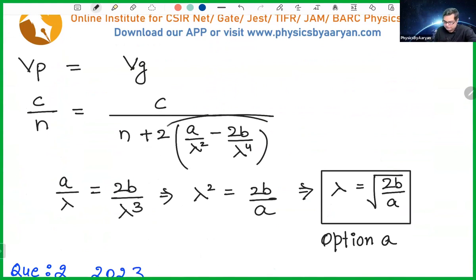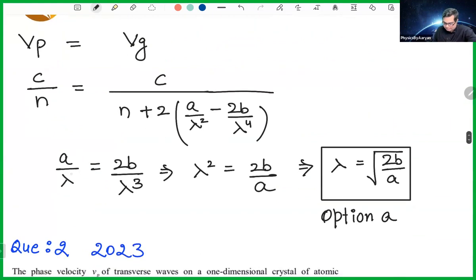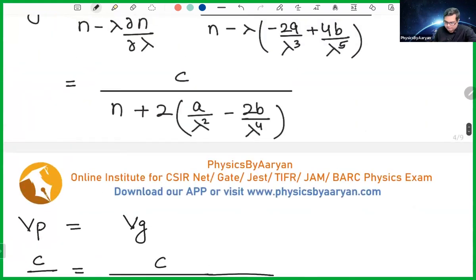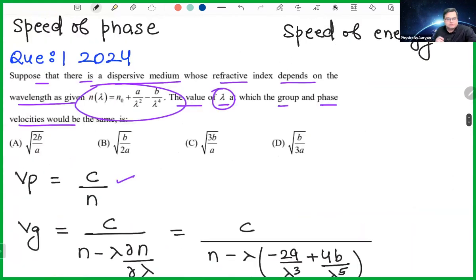So in order to make this thing 0, I can say that a by lambda square should be equal to 2b by lambda 4. I will make them equal, so this thing will be 0, and then both sides will become equal. Then my lambda square will come out to be 2b by a, and my lambda will come out to be under root of 2b by a. Okay? So that is why your option number A is going to be correct in this case.